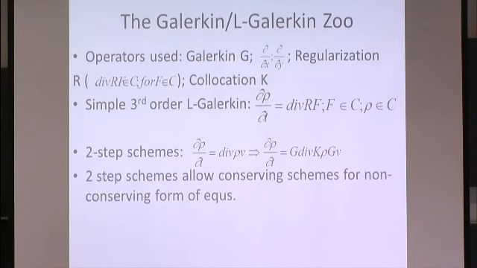And then I have the regularization operator, R, which is applied to a continuous function and changes the function in such a way that the derivative is continuous, so that it is differentiable. So what I call simple third order Galerkin is that I regularize the right-hand side and then differentiate. No Galerkin operator is necessary here because it's regularized in such a way that the divergence becomes continuous.